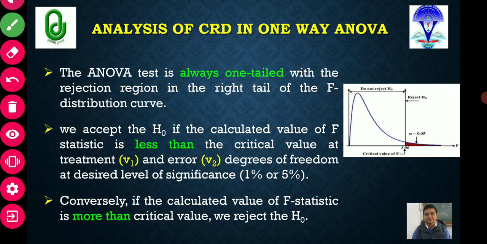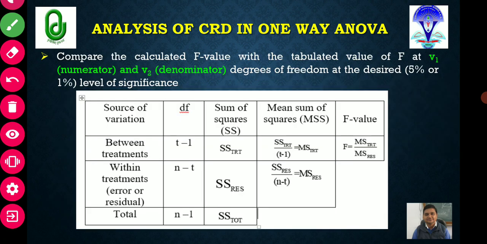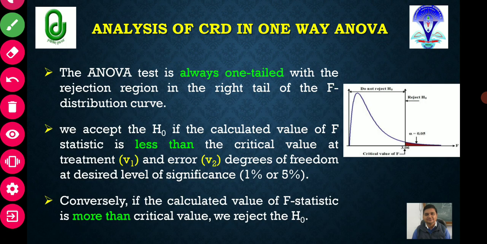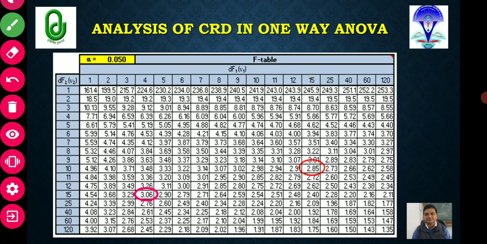If you remember the formula, this is the numerator and this is the denominator. Numerator was treatment and denominator was error. So treatment degree of freedom and error degree of freedom. I will tell you how to see the table. And vice versa, if your calculated value is greater, then you will reject the null hypothesis and accept the alternate hypothesis, as we did earlier also.